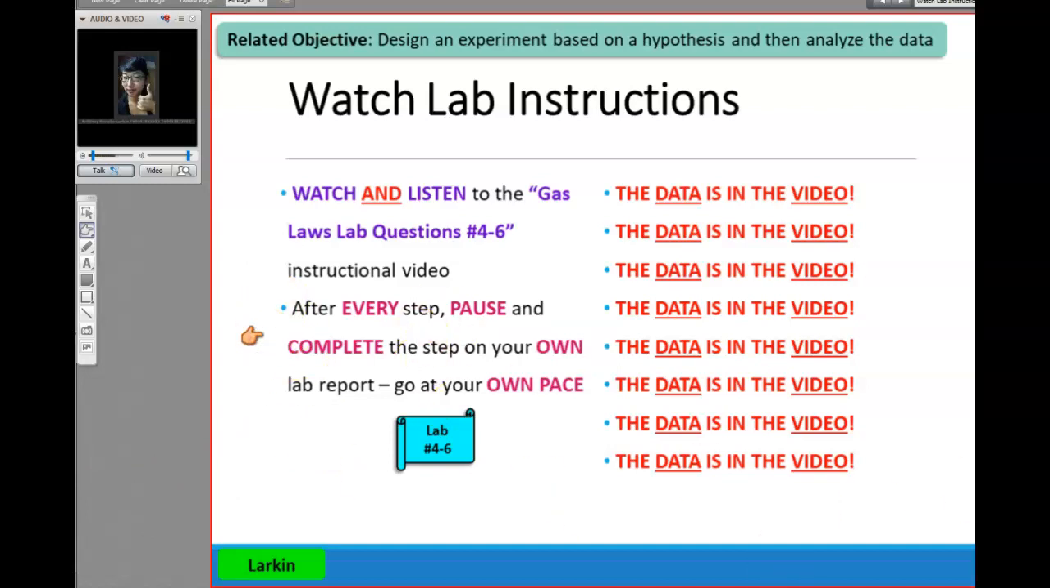All right. Make sure you go at your own pace. That's why we record it. That way you are able to kind of go at your own pace. You don't have to feel rushed. Pause if you need to, rewind if you need to, but go at your own pace.